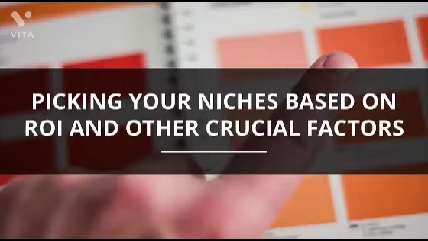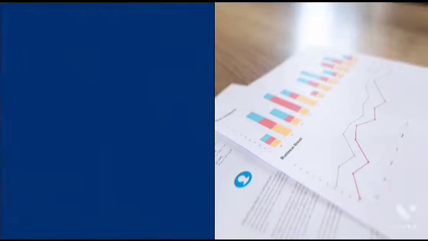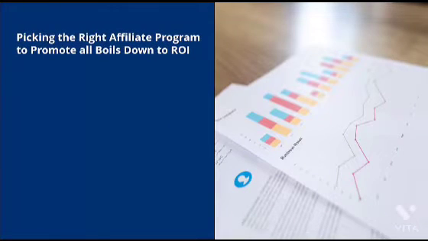The videos that follow will step you through these key decisions, picking your niches based on ROI and other crucial factors. Make no mistake, if you want to succeed with your affiliate marketing business, you have to focus on ROI. If you have a fuzzy idea of what return on investment means, you're playing the wrong game. Picking the right affiliate program to promote all boils down to ROI.